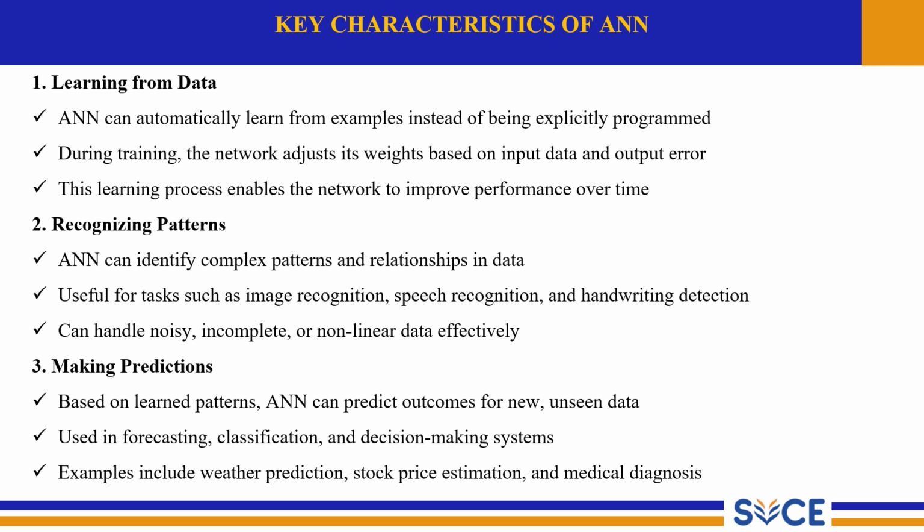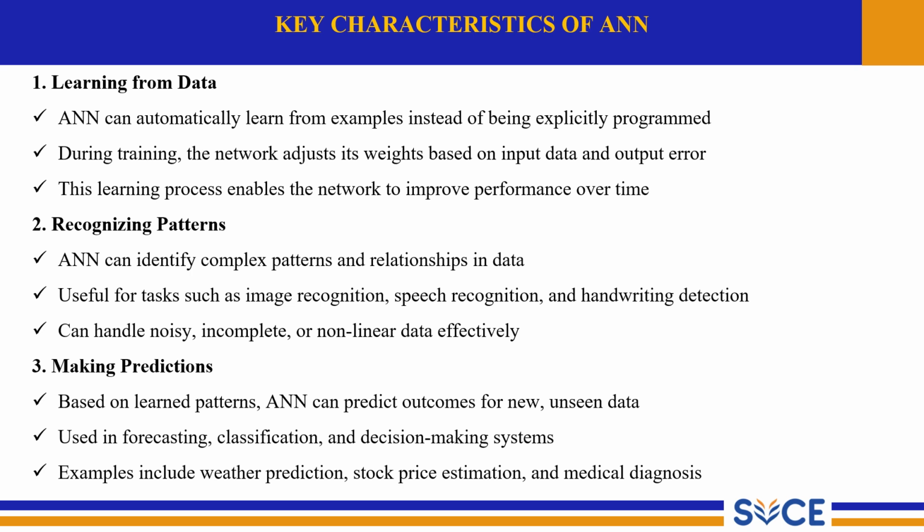ANNs can automatically learn from examples, which means that they do not need to be explicitly programmed for every task. During training, the network adjusts the weights of connections based on the input data and the resulting output error. This process allows the network to improve its performance over time, becoming more accurate with experience.